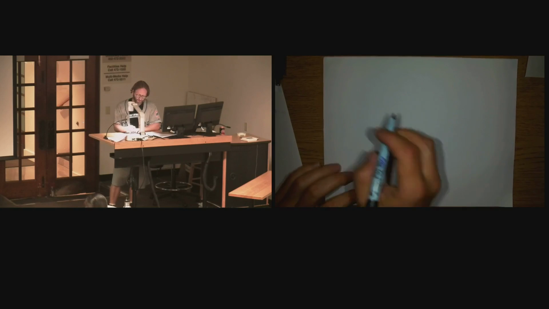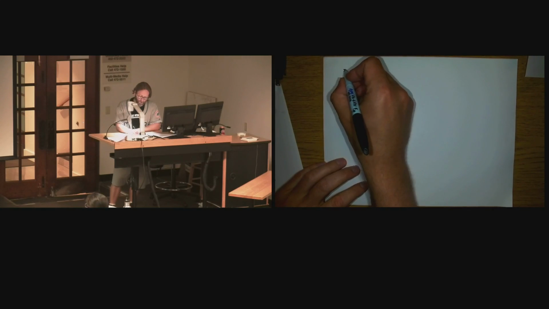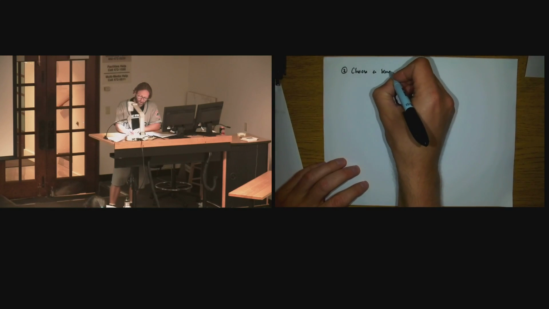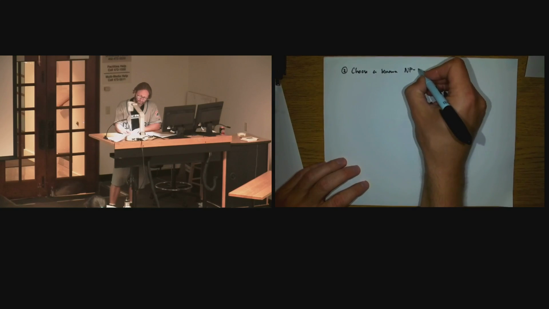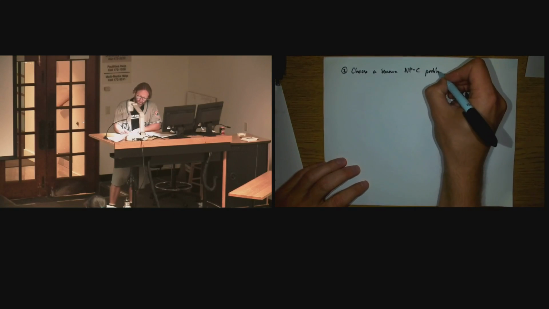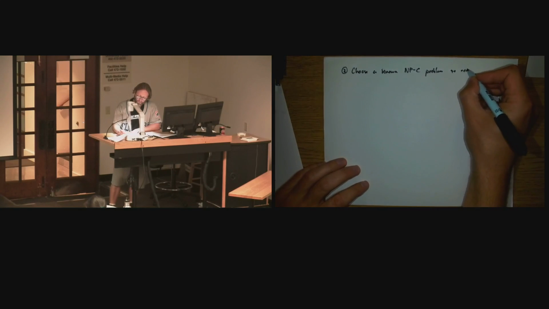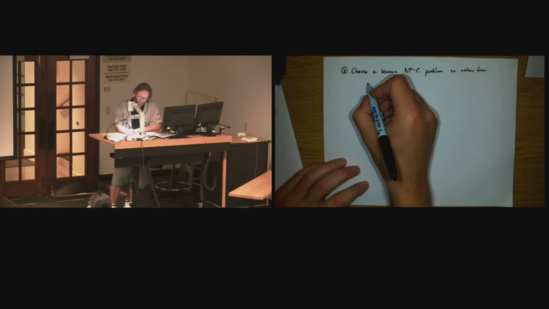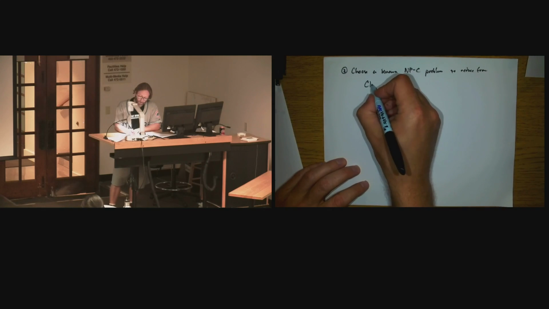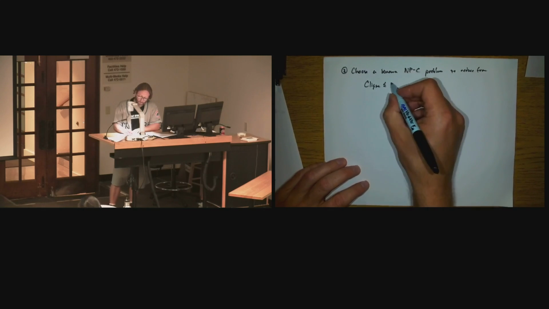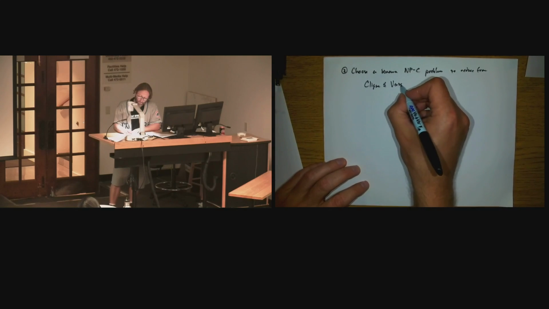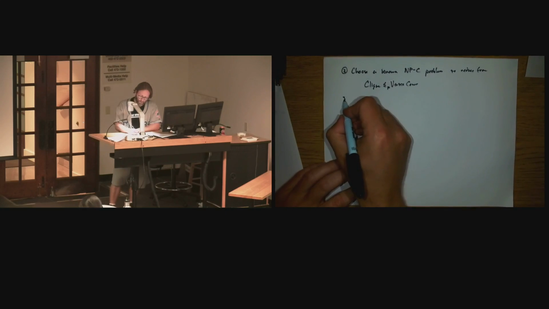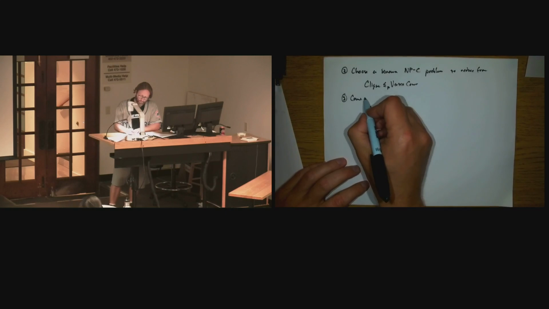All right. So that was part 1. Part 2 is we're going to choose a known NP-complete problem to reduce from. Well, I already did that for you. I said that we were going to reduce clique to vertex cover. 3, we come up with a mapping.